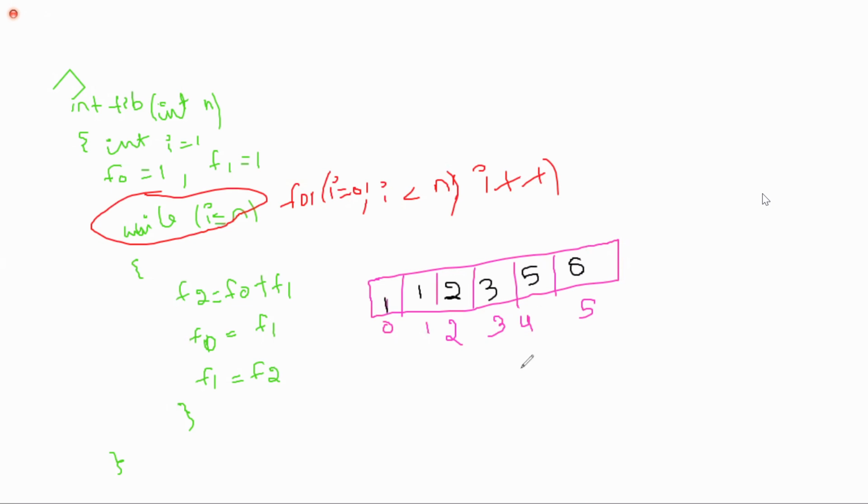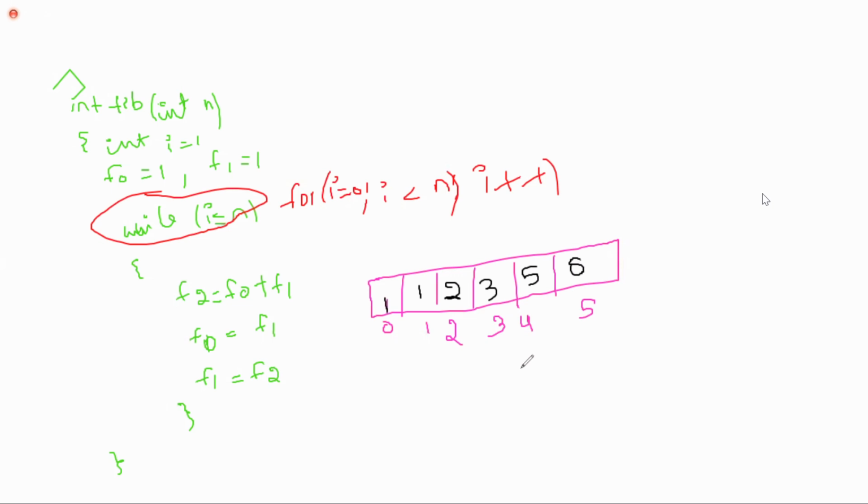Here I'm calling it like a table, but both are giving the same values. Then what is the difference between this memoization method and tabulation method? If you observe the memoization method, that is nothing but the top-down approach. What is top-down approach? First we are calculating fib of 5. Fib of 5 we can divide into fib of 4 plus fib of 3. 4 we can divide into 3 plus 2. 3 is 2 plus 1. Like that we are doing.